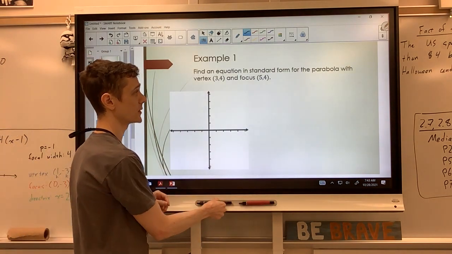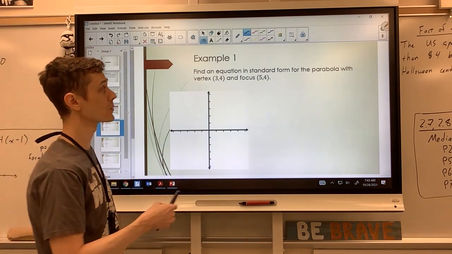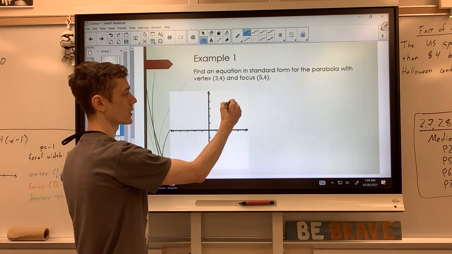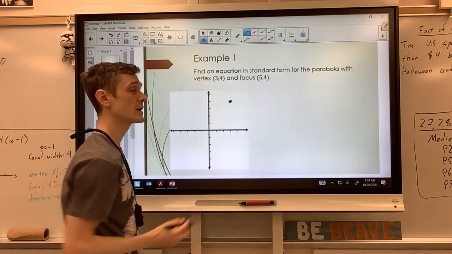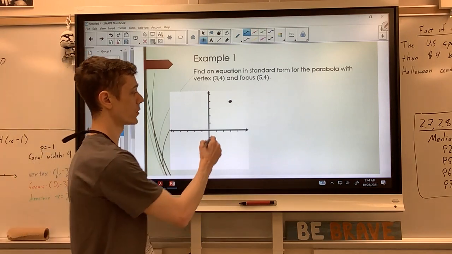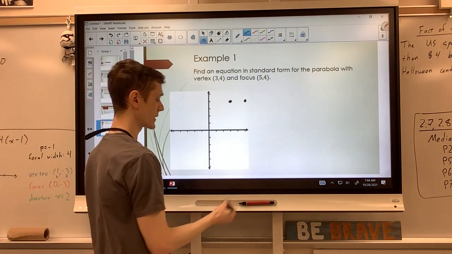I'm going to use the black pen to mark what they gave me, and I'll use the red pen to indicate what I filled in on my own. So first they gave me that the vertex is at 3, 4. So I'm going right 3, up 4, and I'm drawing a dot. Then they gave me that the focus is 5, 4. So I'm going to the right 5 and up 4, and I'm drawing that dot.